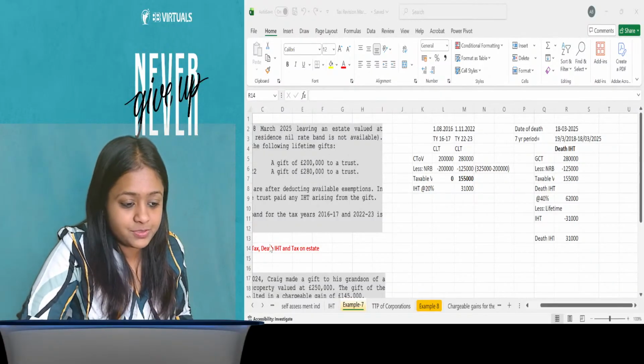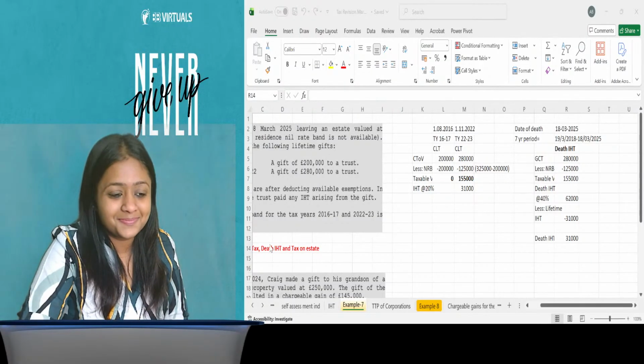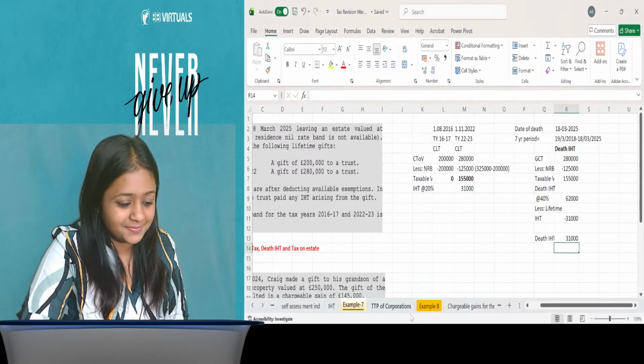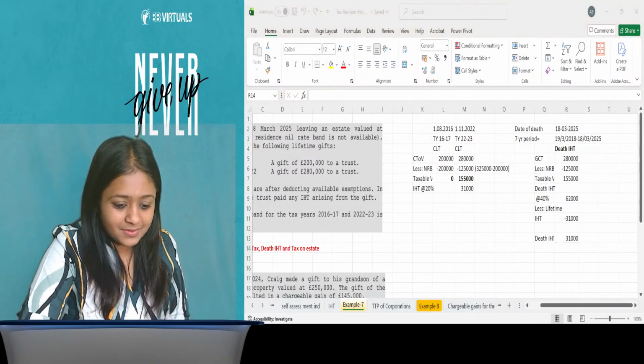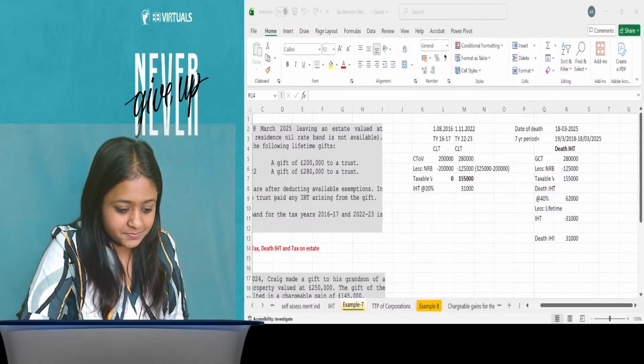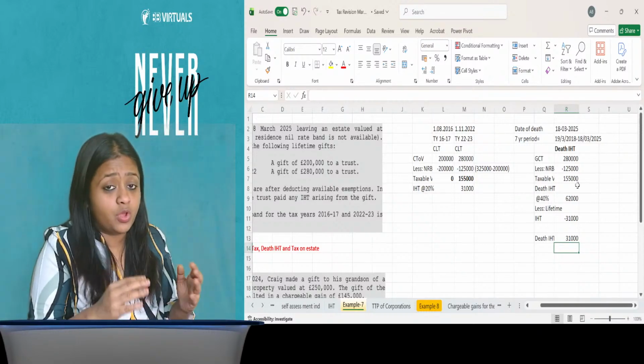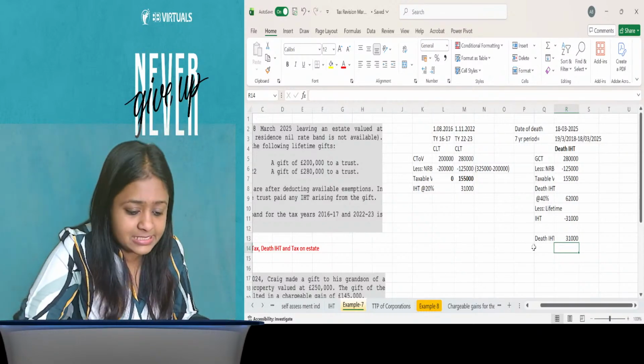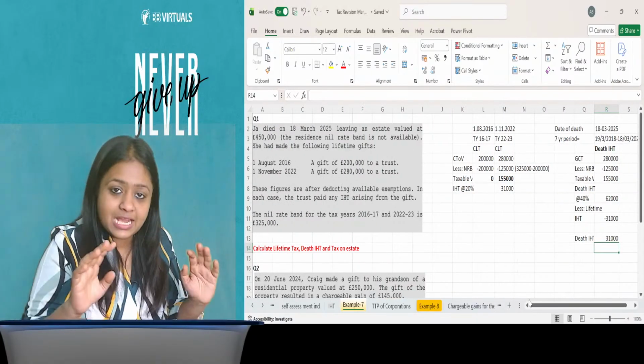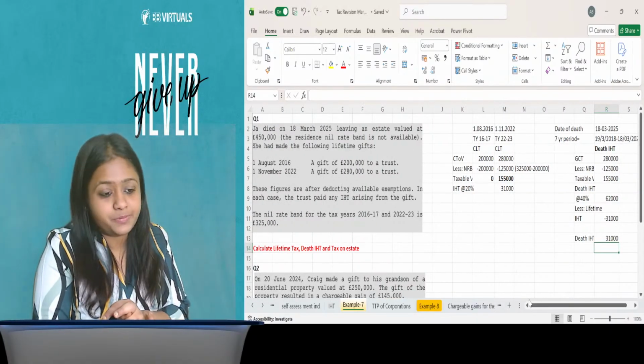Okay, let's do the question. So the same question I'm doing now with the continuation. Let's calculate the tax on death estate also. Tax on death estate is also at the rate of 40% only.